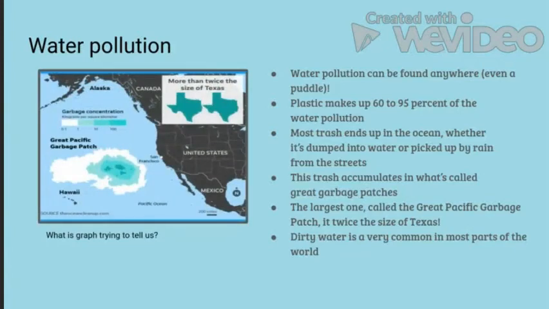So, what's this graph trying to tell us? Well, let's look at it. Here we can see that it's indicating how much trash is there per square kilometer. So that means the darker the area, the more concentrated the trash is. Over here we can see where it would be roughly estimated to be. So it seems to be by Hawaii and San Francisco. So right about in the middle. Alaska's up here, so we're going to assume it's quite far away.